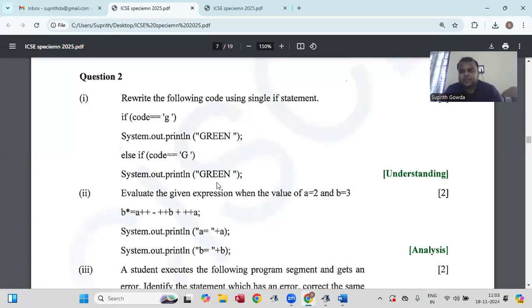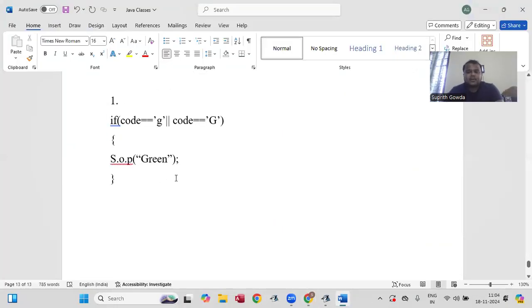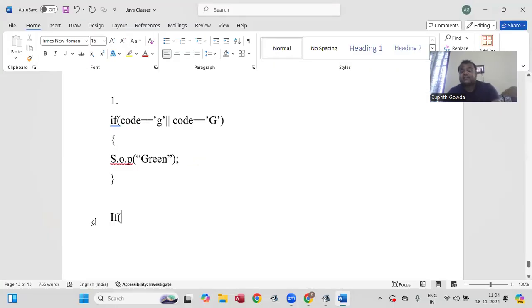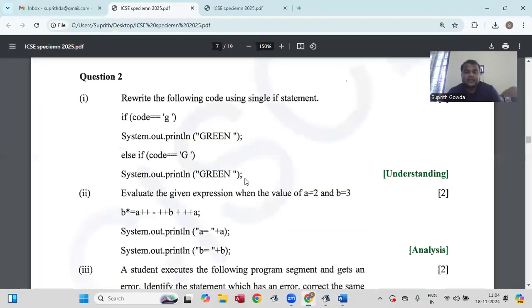Okay, now this problem only I will take. This is not in the question. Now we can convert if else into the ternary operator, or ternary operator into if else. And what does the ternary operator say? First is the expression, question mark, statement one, colon, statement two, semicolon. Here he has given if code is equal to G. It is not if else if, so we can't convert that, because this is not if else. Sorry.